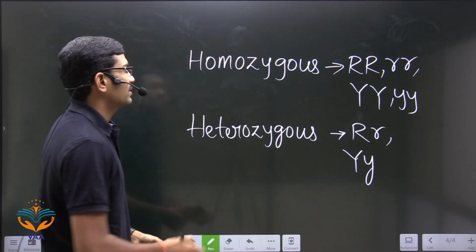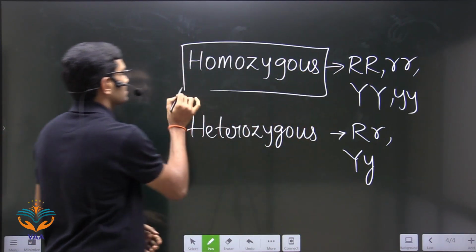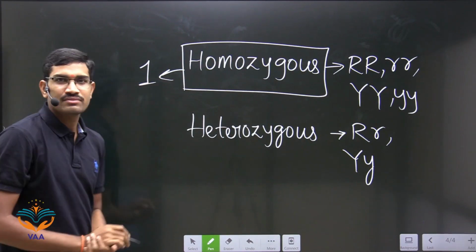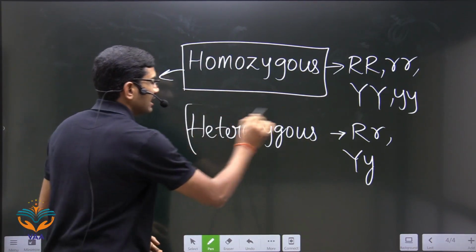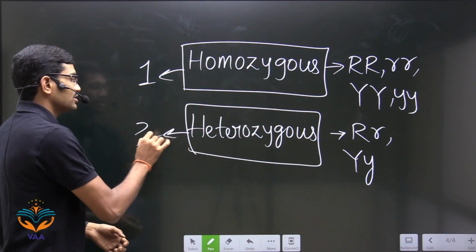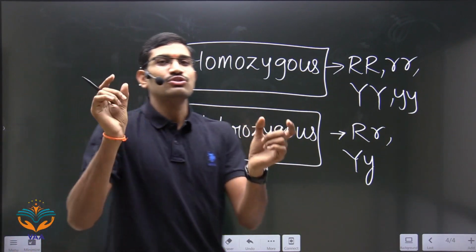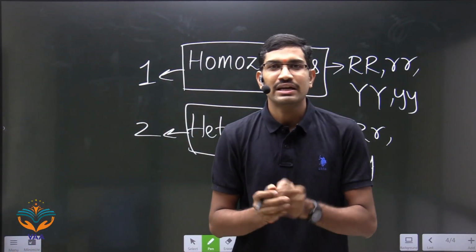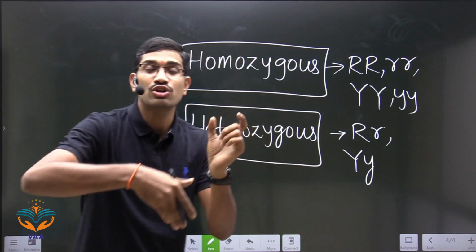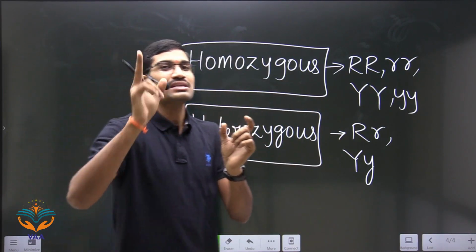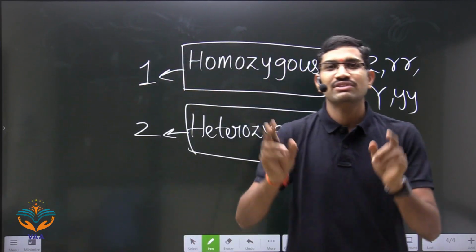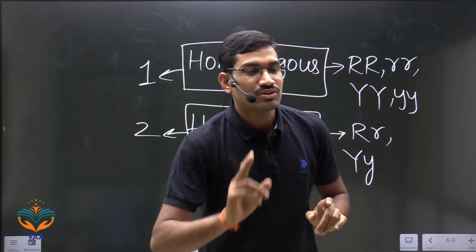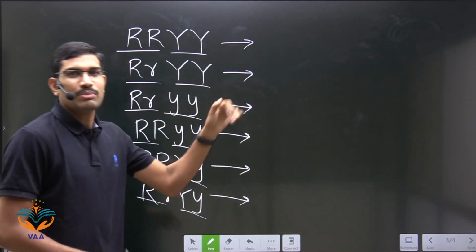Then what do we need to do? If it is homozygous, take the value as 1. Understood? Suppose it is heterozygous, take the value as 2. Then you just multiply the values for both of them, and you will get some value. And that value is out of 16, because in a dihybrid cross, in the F2 generation, we are getting a total of 16 zygotes. So now we will try to apply this.